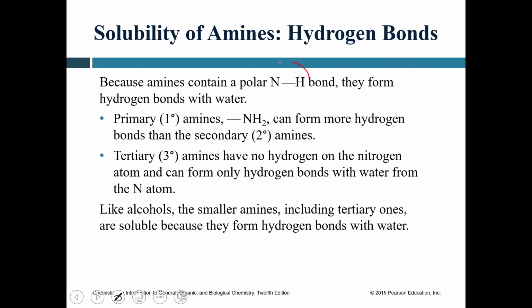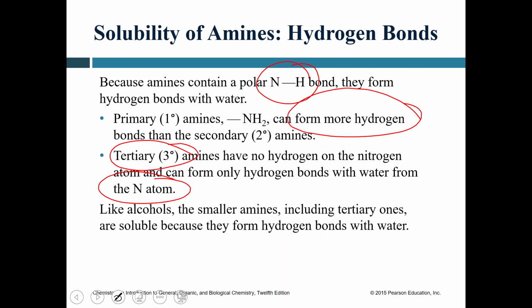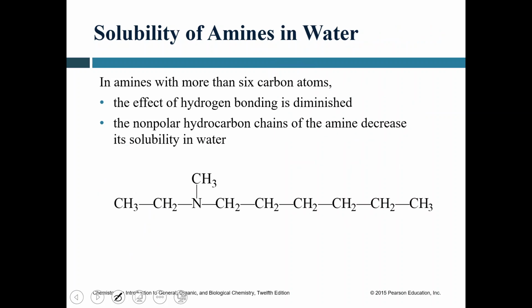So the bond between nitrogen and hydrogen in amines is polar, so they can form hydrogen bonds with water. Primary amines form more hydrogen bonds than secondary. Tertiary amines have no hydrogen on the nitrogen and can form hydrogen bonds with water only by using the nitrogen atom. Smaller amines are soluble because they form more hydrogen bonds with water, and the nonpolar alkyl parts play much less role in determining their solubility.